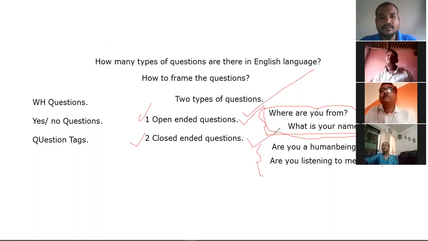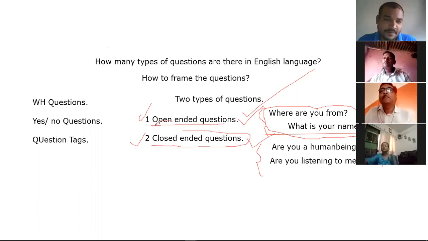So open-ended means you have been given the opportunity to speak. Closed-ended means the answer is already there. You just need to pick up. The answers are already closed. Two answers locked. You have to pick either yes or no. That's it. So this is the simple difference between open-ended questions and closed-ended questions. Got it? Is there any doubt so far?